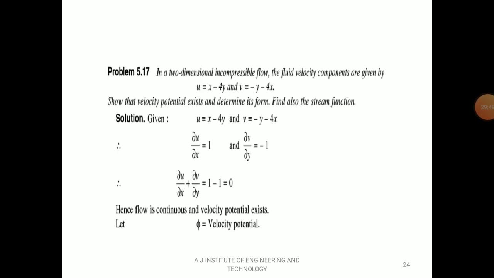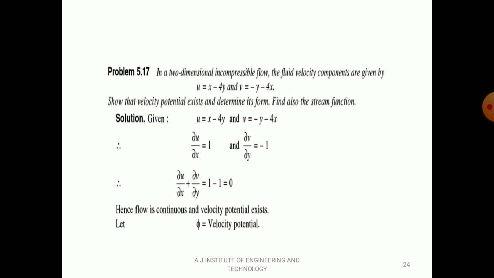Okay, let us go for the next problem. In a two-dimensional incompressible flow, the fluid velocity components are given by u equal to x minus 4y and v equal to minus y minus 4x. Show that velocity potential exists and determine its form. Find also the stream function.